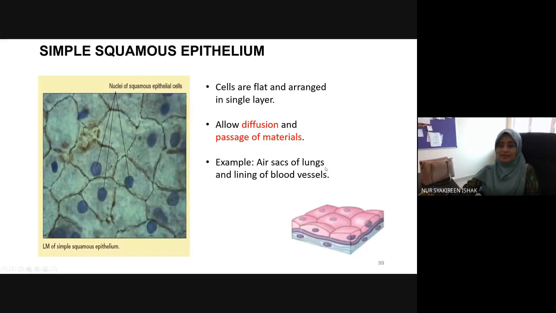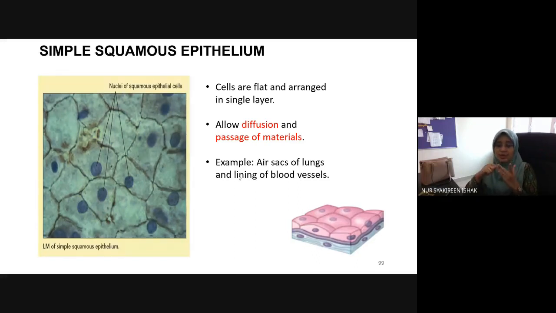Air sacs of lung is referring to the alveolus. So the alveolus must be one cell thick, one layer. This is to allow diffusion of oxygen and carbon dioxide across the alveolar wall. And then lining of blood vessels. So you have three types of blood vessels actually. You have the blood capillaries, the arteries, and the veins.